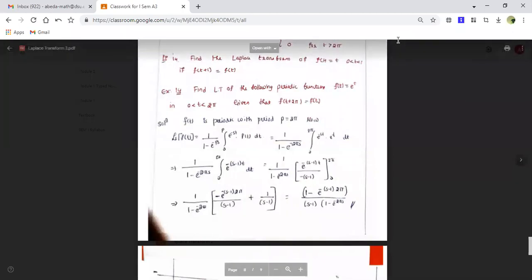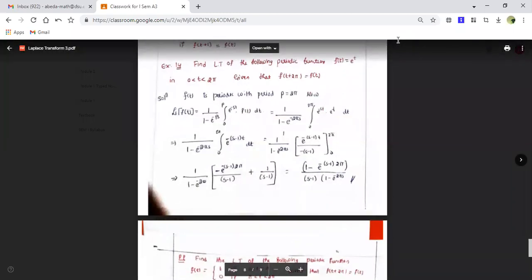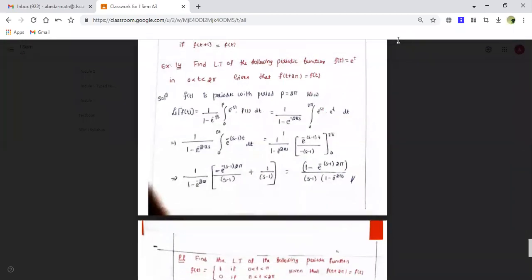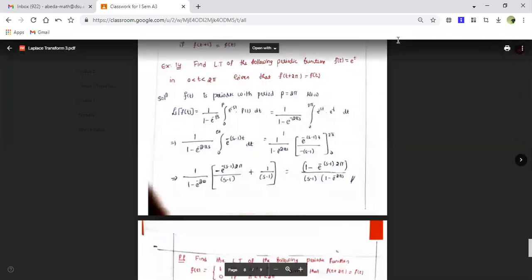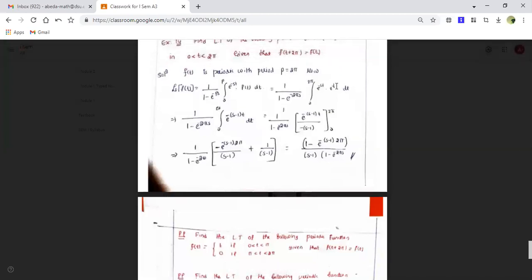They've mentioned that f of t is e to the power t and the period is given as 2 pi. So here, just a simple function, apply the limits where p is 2 pi: 1 upon 1 minus e to the power minus 2 pi s, integration from 0 to 2 pi, e to the power minus st, f of t is e to the power t, into dt. So this is equal to e to the power minus of s minus 1 into t dt. Simple integration of this, apply the limit 0 and 2 pi.